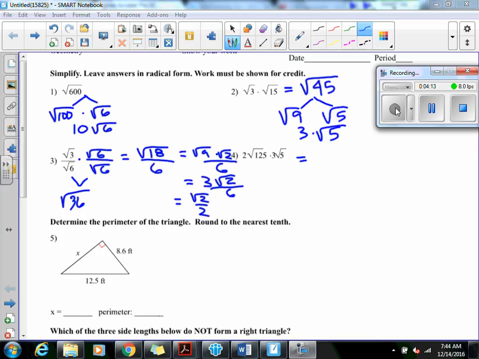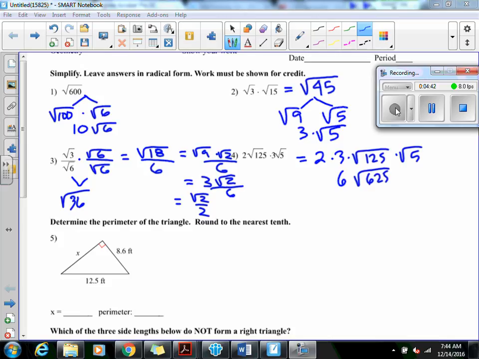So for this one, we multiply numbers with numbers and radicals with radicals. So it's 2 times 3 times radical 125 times radical 5, which gives you 6 times the square root of 625. And so you may not recognize it, but 625 is a perfect square. And you have the calculator, so you can always test numbers to see if they're perfect squares.